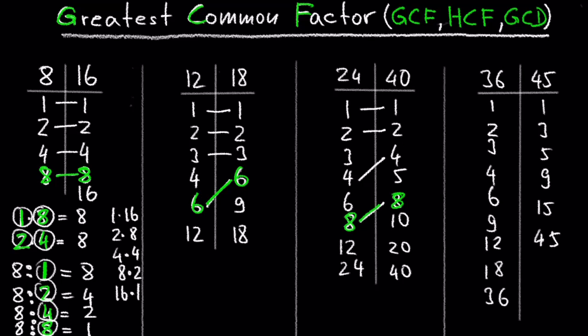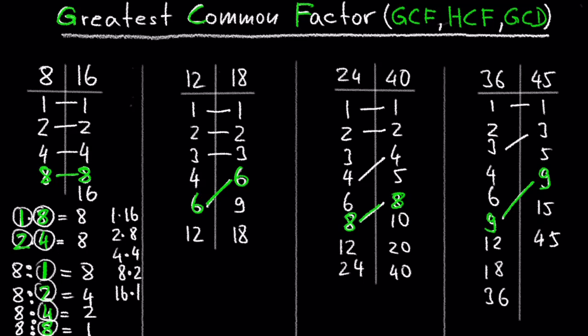The second step is to mark all the common factors, which are 1, 3, and 9. And the third and last step is to choose the greatest of these common factors, which is 9. So the GCF of 36 and 45 is 9.